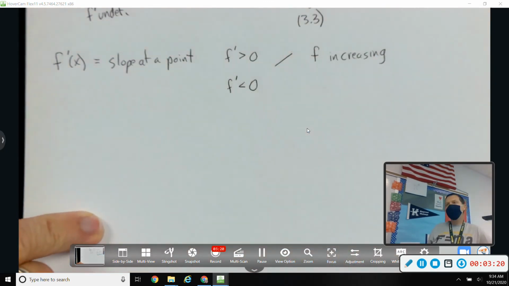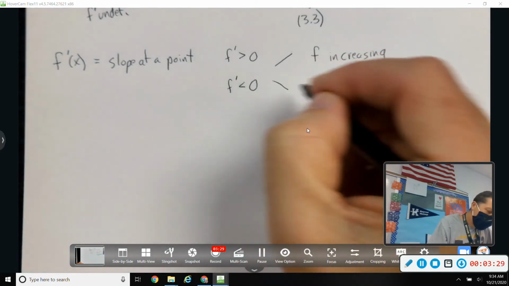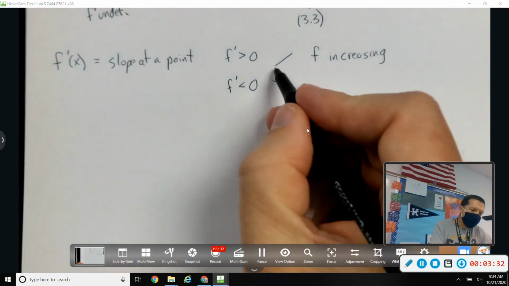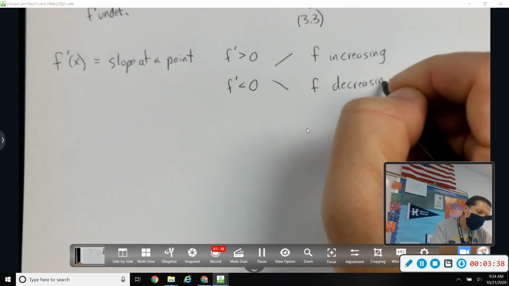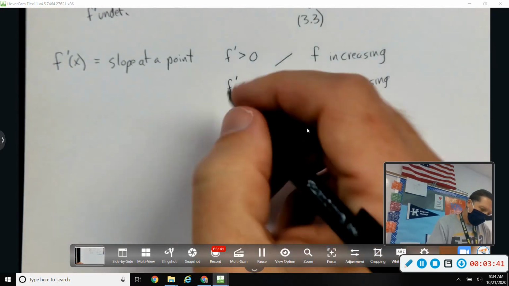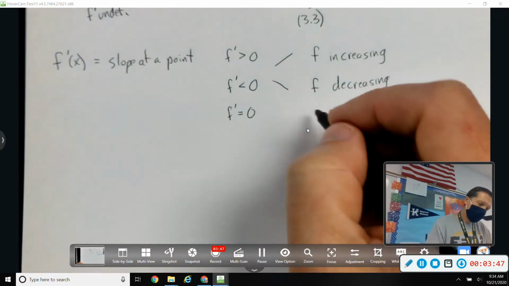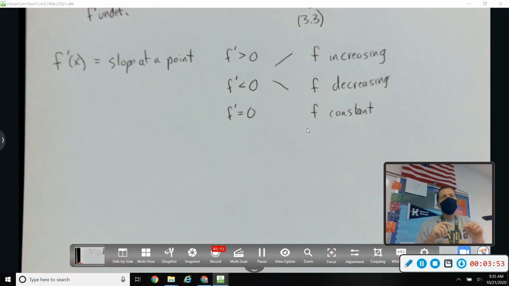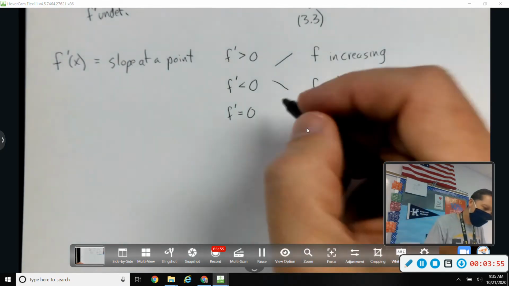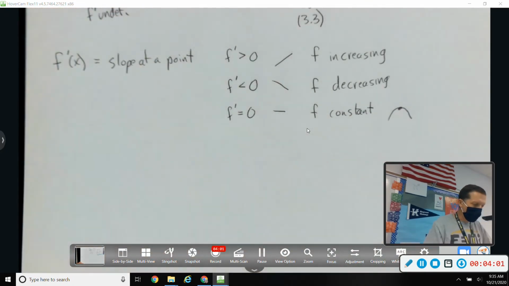If f prime is less than 0, that means the slope at that point is negative. Sorry, from your perspective, that's going down, because we read a graph like we read a book, left to right. That would mean f is decreasing. And if f prime equals 0, that means f is constant, at least for that moment. Another way to phrase that is that we'd have a horizontal tangent line.